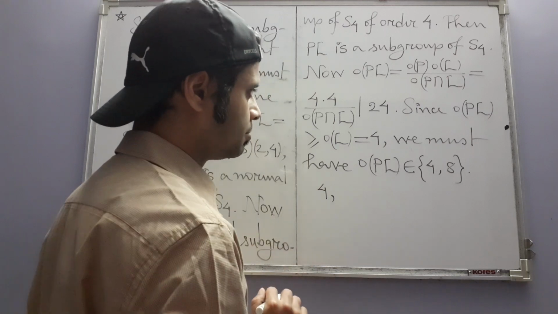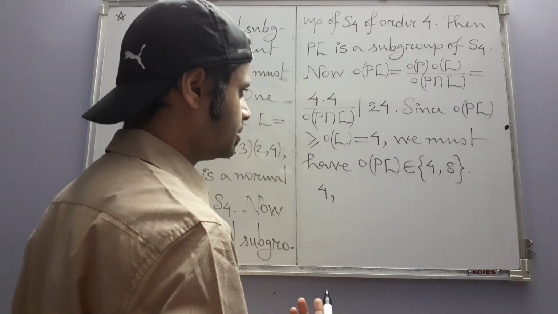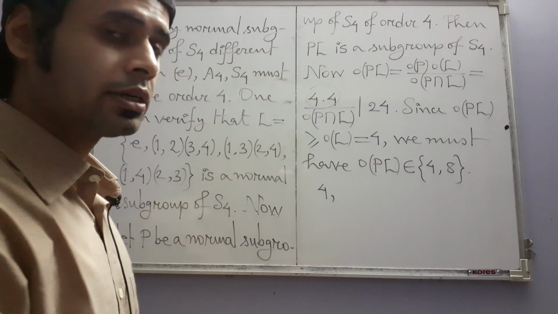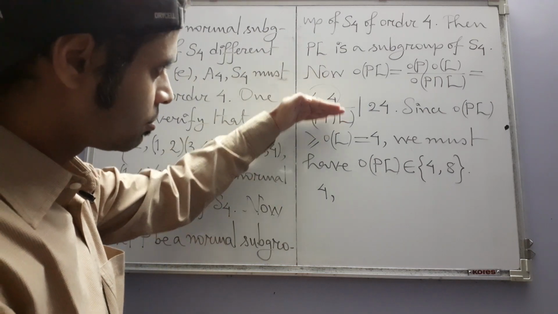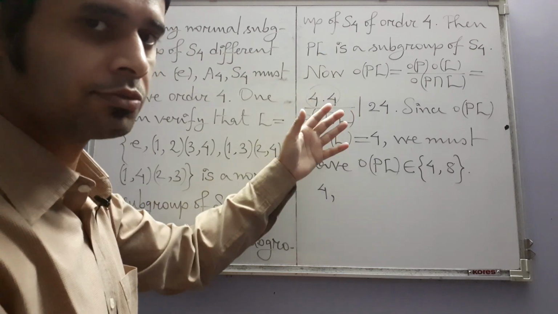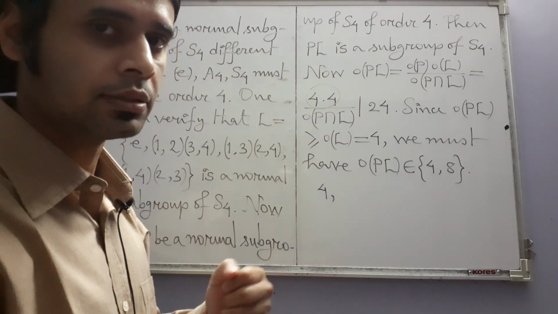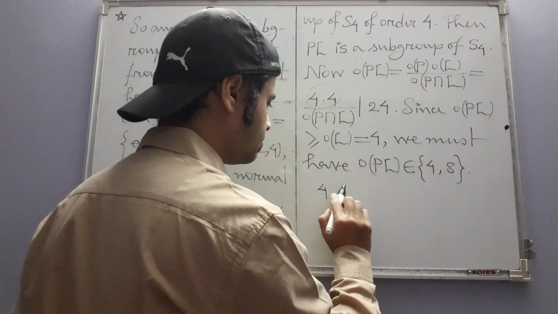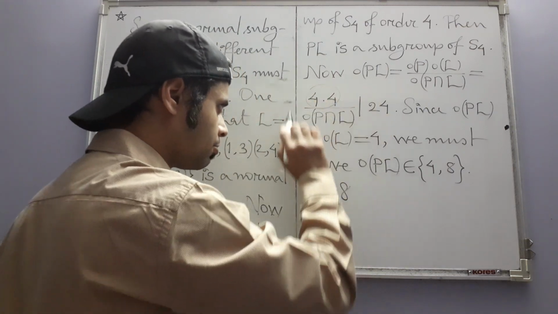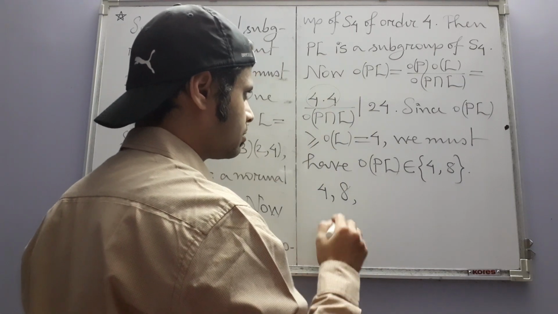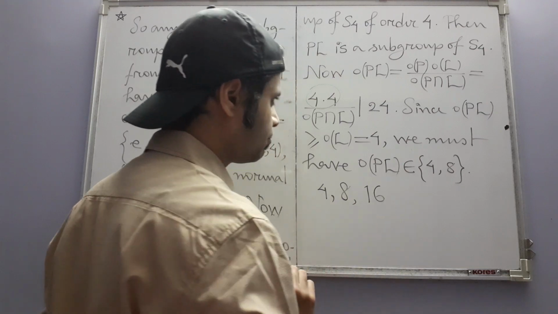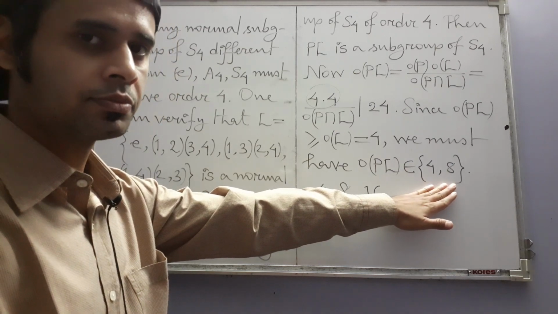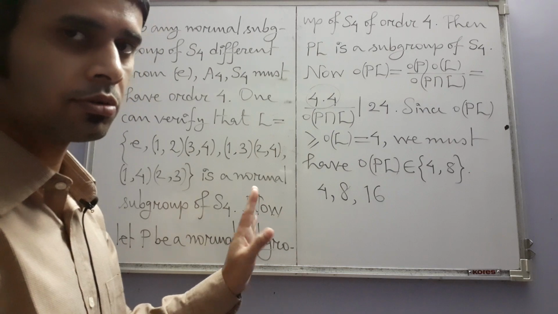Because it has to divide 24, but at the same time the numerator is 16, this quotient must itself be a divisor of 16. In other words, it should be a power of 2. So it can be 4, it can be 8. Anything else? Can it be 16 itself? No, because 16 does not divide 24. So this order must be equal to either 4 or 8. These are the only two possibilities.